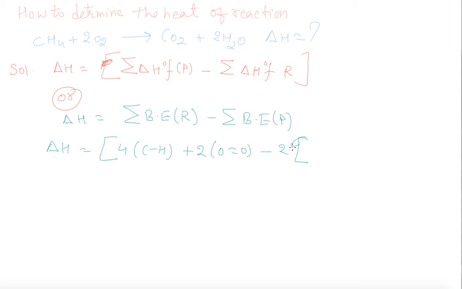minus 2, and how many carbon-oxygen bonds are there in the reaction you are watching? 2, plus 4 OH bonds are there. If we take the water as 2H2O, in this way you can find out the energy.